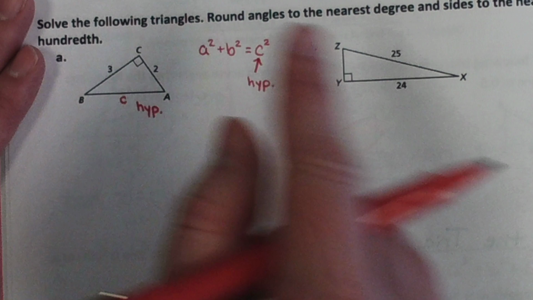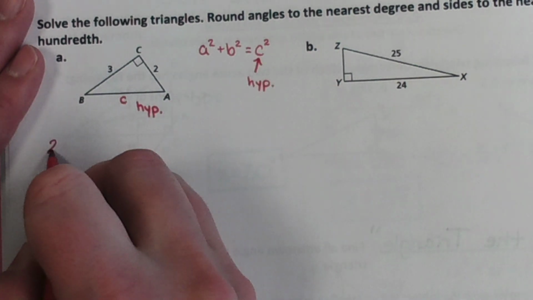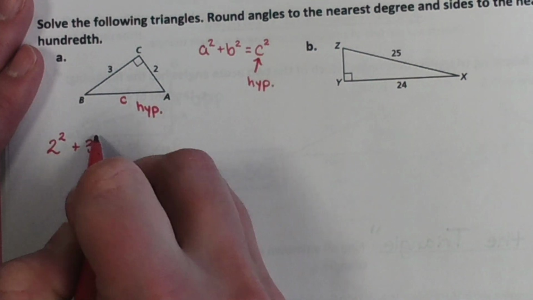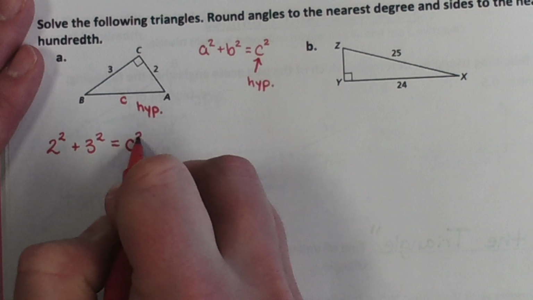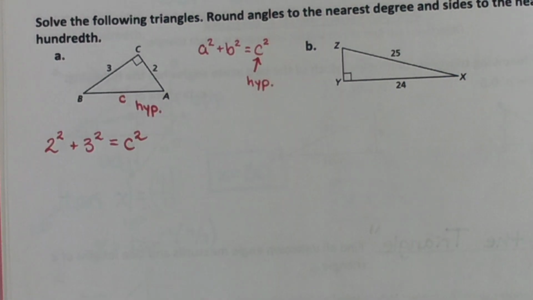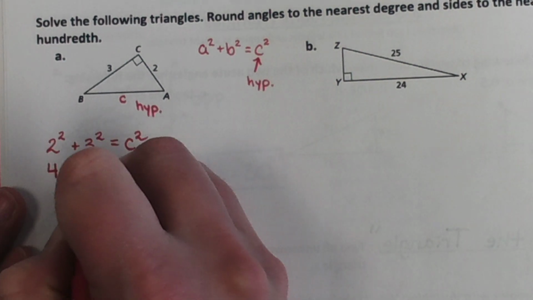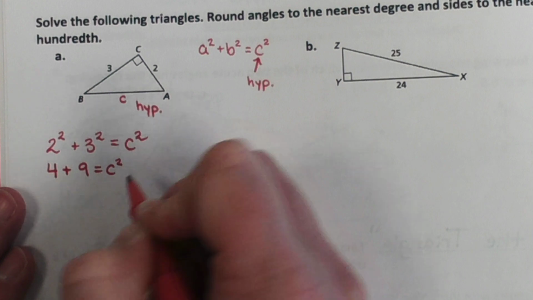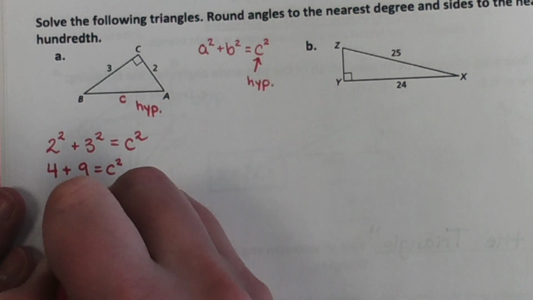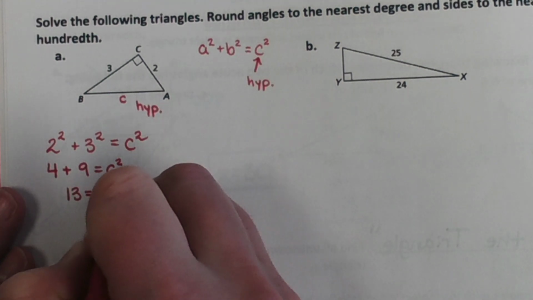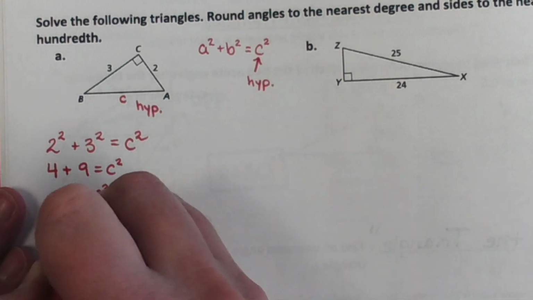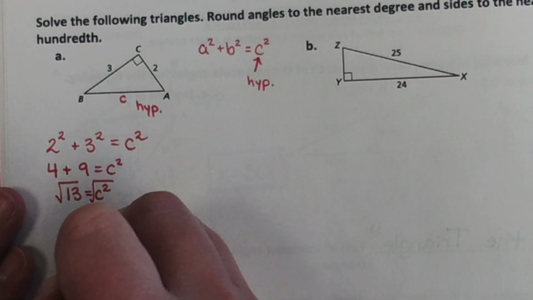So, 2 squared plus 3 squared equals c squared. If I want to do Pythagorean theorem, I square the things. 2 squared is 4. 3 squared is 9. I add them together: 9 plus 4 is 13. 13 is c squared. To get rid of the squared, I take the square root.